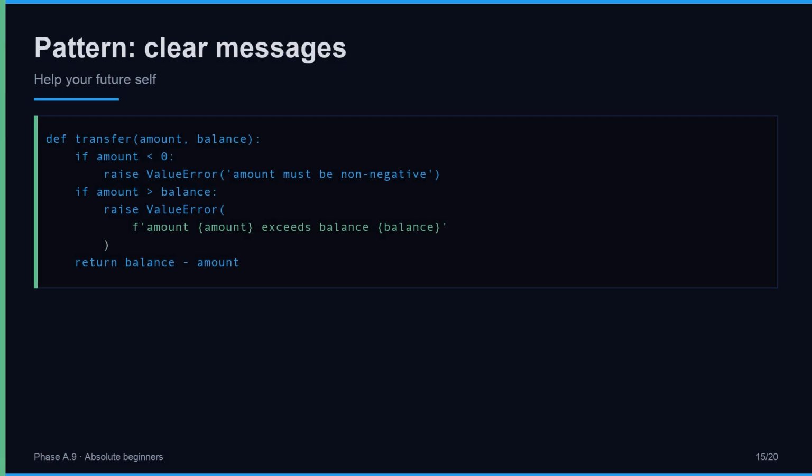Resource safety. Good messages matter. Look at this transfer function. If amount is negative, raise ValueError with the exact rule. If amount exceeds balance, raise ValueError with both numbers in the message. The caller can catch, log, or show the message to the user, and the message actually tells them what to fix. Bad messages like just "raise ValueError" help no one. Spend 10 extra seconds writing a clear message. Your future self and your users will thank you.